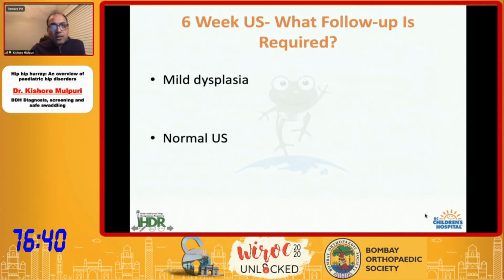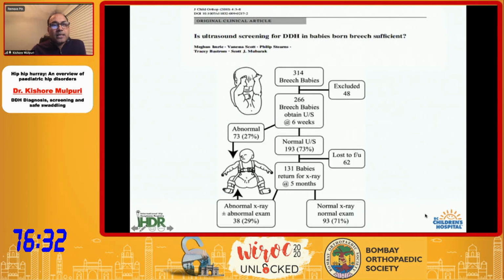Okay. Now, what do we do if the 6-week ultrasound is normal or there's mild dysplasia? This study done out of San Diego showed that even though those breech babies had a normal ultrasound, roughly 30% of them ended up having abnormal X-rays. So their recommendation is definitely to follow up with another X-ray.